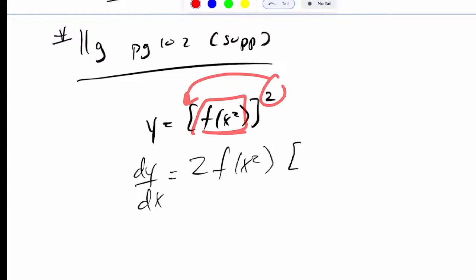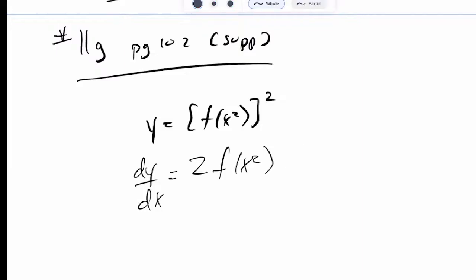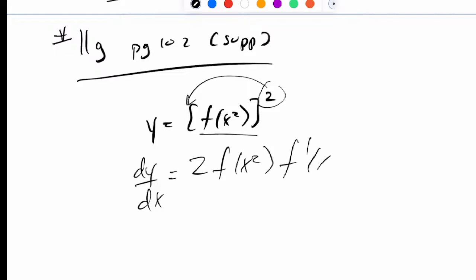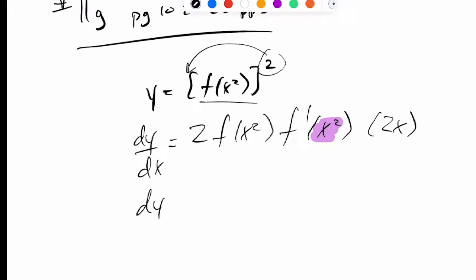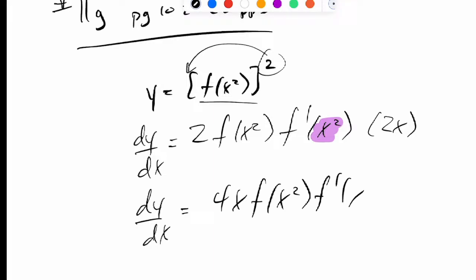This is not just an x, it's a whole new function. So when you go to take the derivative of the inside, I've dropped down this exponent, subtracted 1, you have to take the derivative of the inside, in which case you get f prime at x squared. But then again, this was not just an x, it was an x squared, so the chain rule will kick in a second time and give you 2x. So for this one, dy dx is 4x f of x squared, f prime of x squared.